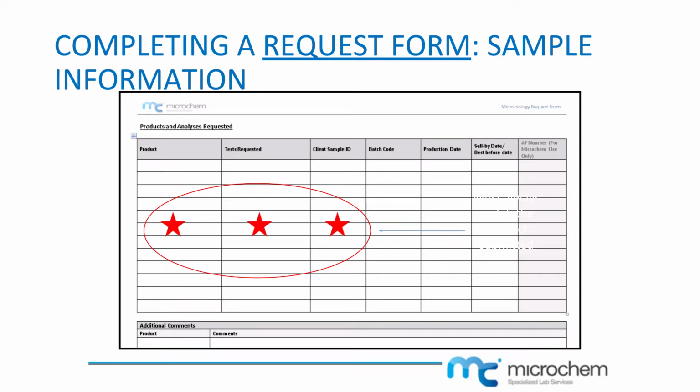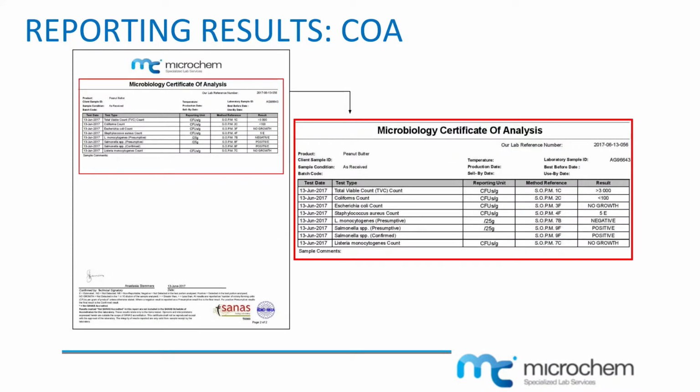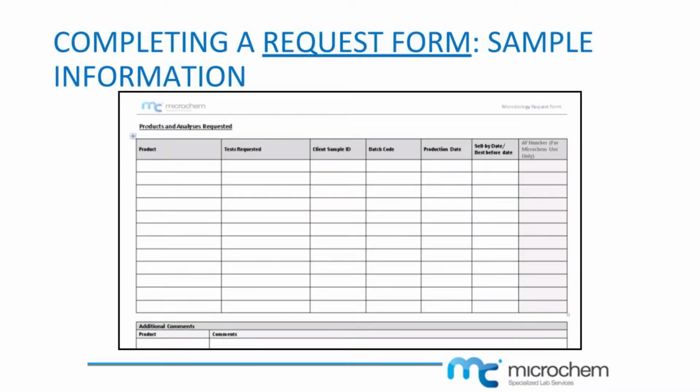But more importantly, this information will be provided to you on the certificate of analysis, also known as a COA, when the analysis is completed. This helps you keep track of which samples were sampled and when. If you are submitting swabs or water samples, it is important to be as specific as possible. The more specific the description, the better it is to keep track of what and where sampling took place in the future.